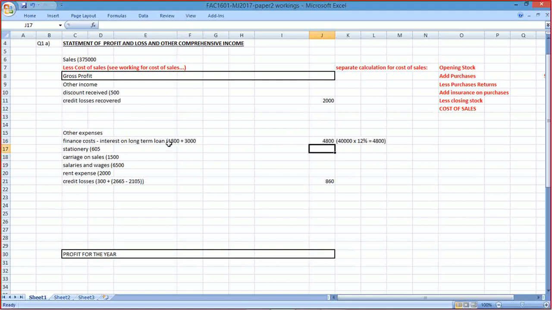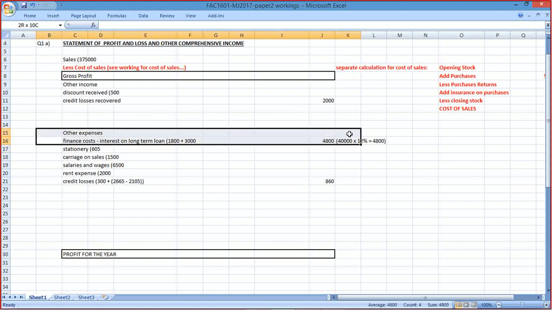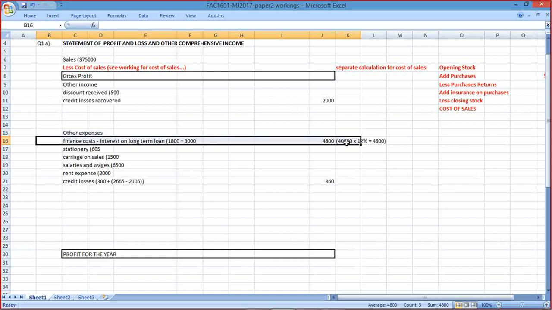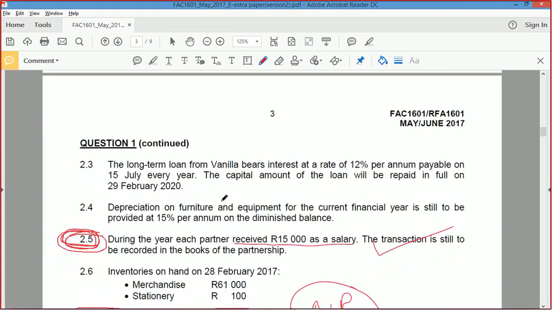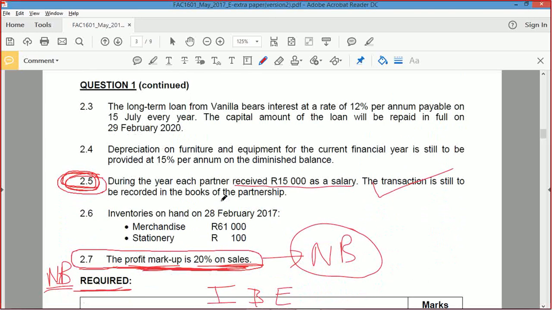Okay, so obviously we would show 4,800 here, and it's being adjusted. This line is being adjusted for an accrued expense of 3,000. Does that make sense? Yes. Okay, it's only the difference that you need to capture. Got that? Yes. Good. Okay, what's next?